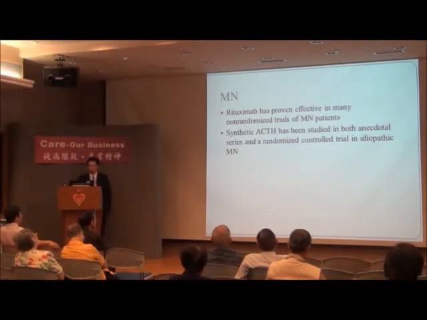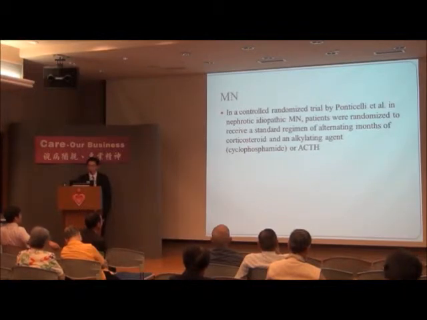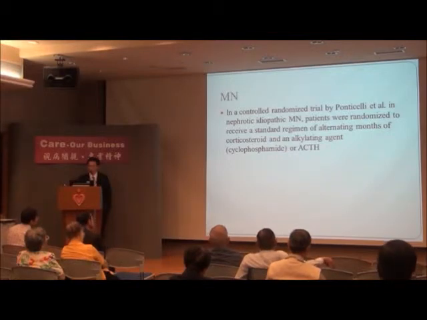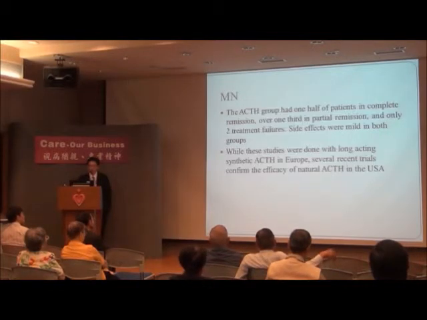Bortezomib has proven effective in many non-randomized trials of membranous nephropathy patients, and synthetic ACTH has been studied in both anecdotal series and a randomized controlled trial in idiopathic membranous nephropathy. In a controlled randomized trial in nephrotic idiopathic MN, patients were randomized to receive a standard regimen of alternating corticosteroid and alkylating agent, or ACTH. In the ACTH group, half of the patients were in complete remission. Over 1/3 of patients had partial remission and there were no treatment failures. Side effects were mild in both groups.